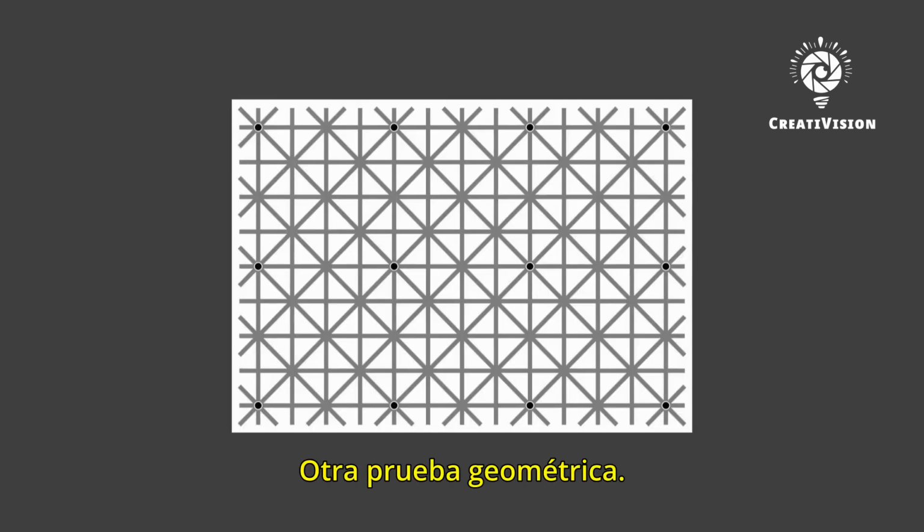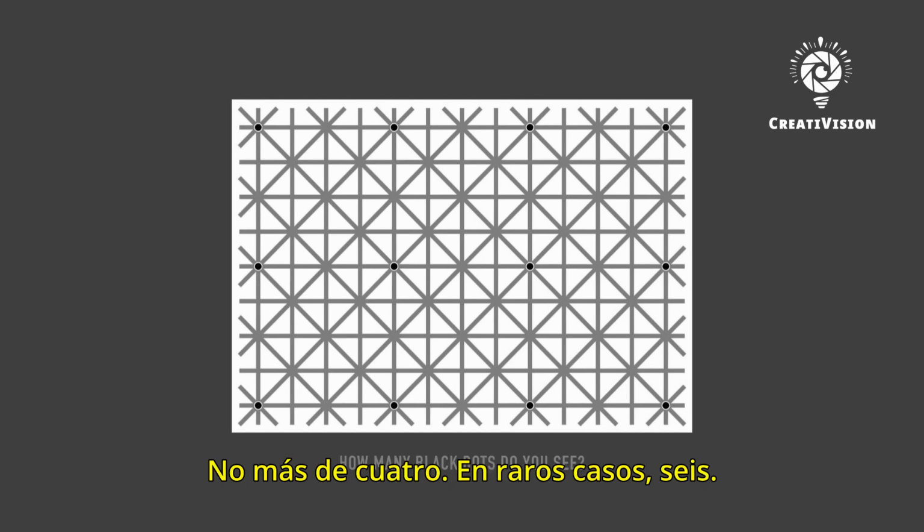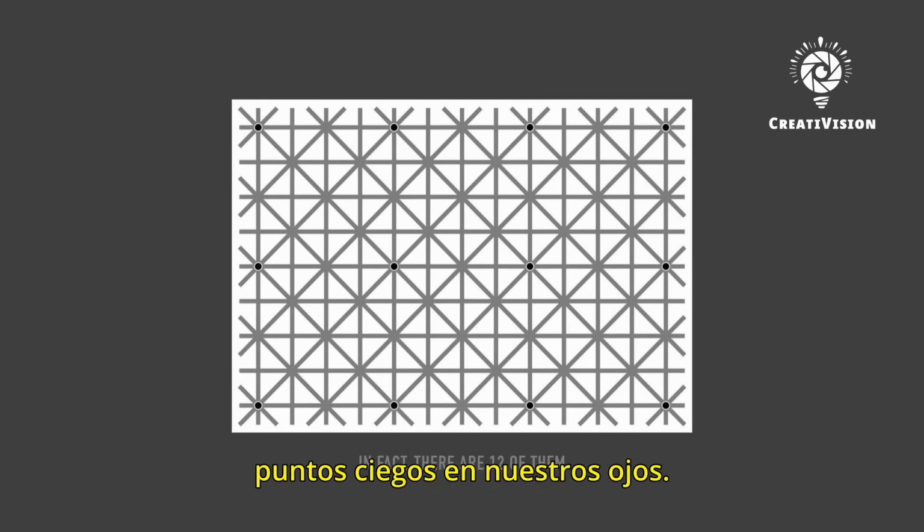Another geometric test. How many black dots do you see? At the same time, no more than 4, in rare cases 6. In fact, there are 12 of them. But you cannot see everything at once because there are so-called blind spots in our eyes.